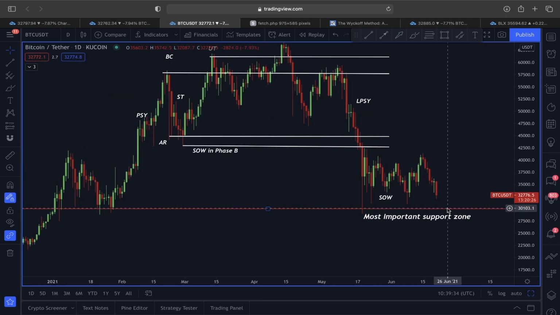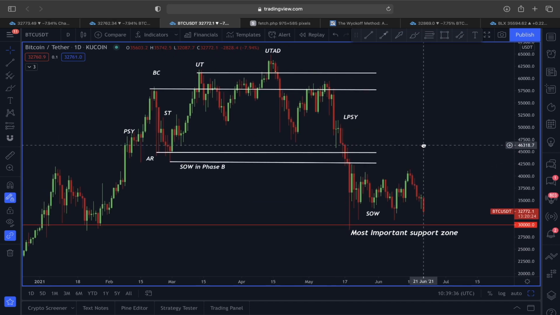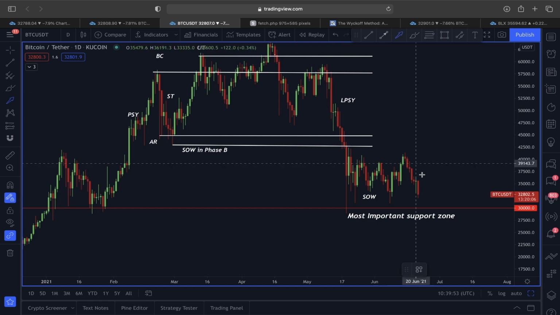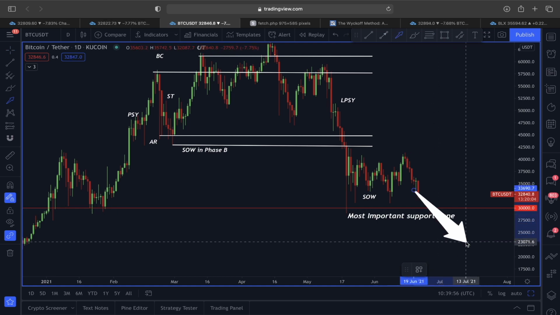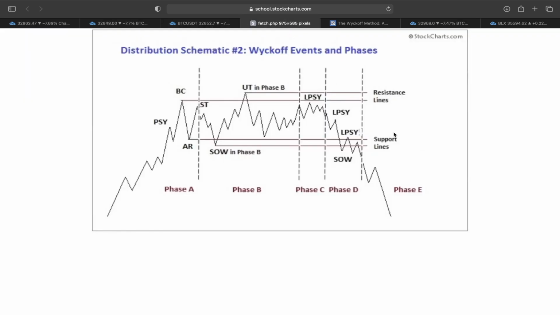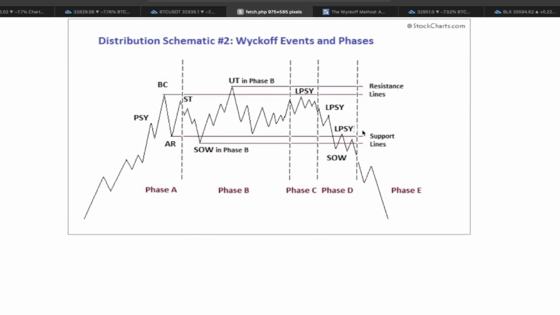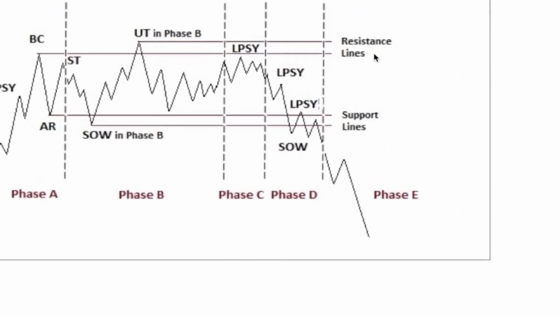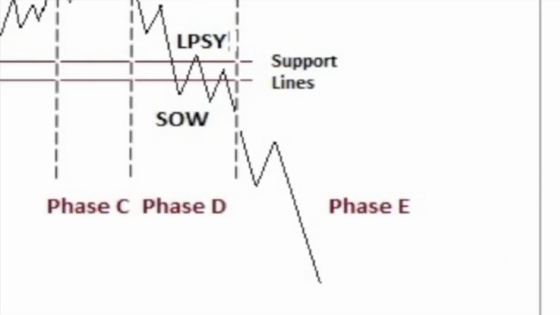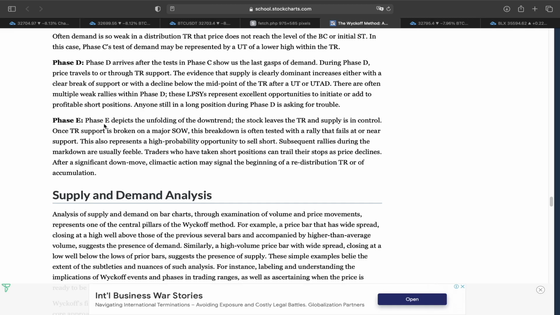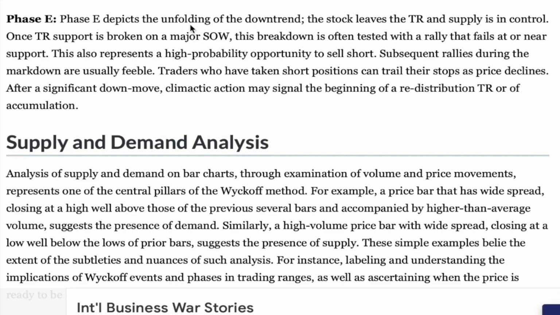So this 30,000 is one of the most important support lines for Bitcoin. So if we would also break below this 30,000, right, then this is a clear phase E area for Bitcoin. And what does this phase E actually tell according to Wyckoff? Because you can see here, phase E depicts the unfolding of the downtrend. The stock leaves the trading range and supply is in control.